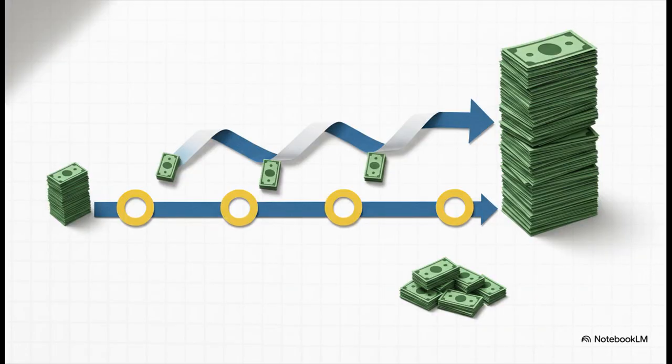We have to use the time value of money, the present value formula. We take that future payment of $100,000 and we discount it back to what it's worth today, using the market interest rate. And that tells us that the real economic value of this liability on day one is only about $75,000. The difference, that almost $25,000, that's the hidden interest cost over the life of the loan.